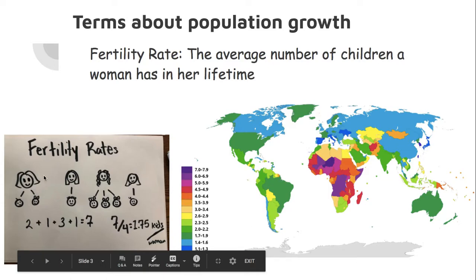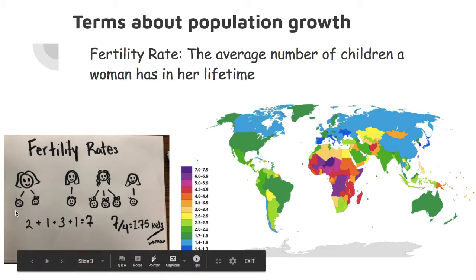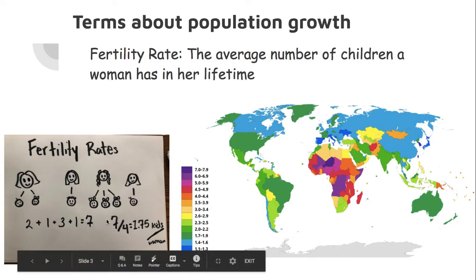I've given you an example here. I have these 4 ladies, who represent me and my sisters that have children. My older sister has 2 children. I have 1. This is my sister-in-law, she has 3 children, and my other sister-in-law has 1 child. Together, the 4 of us have 7 children. 7 divided by 4 is not an even number, so we get a decimal. That's how the decimals work. Different places have different fertility rates. It's very dependent upon the region that you're in.